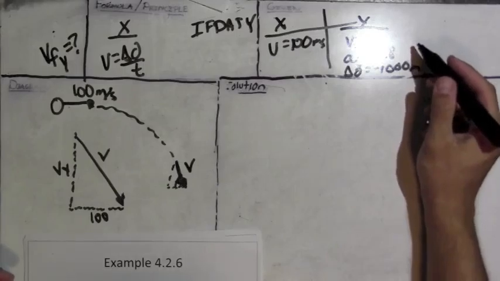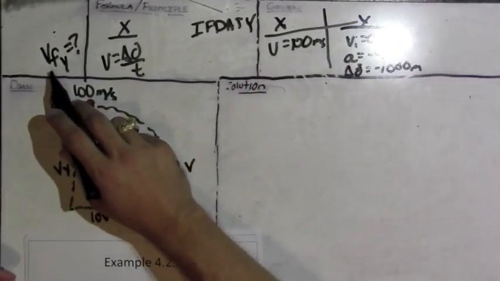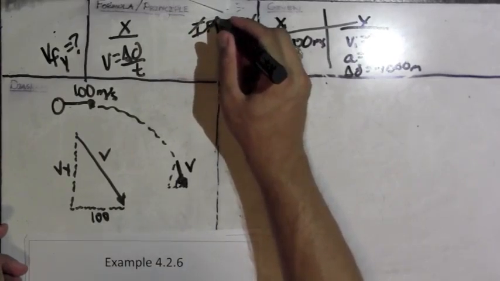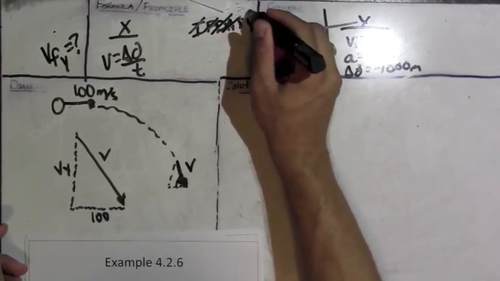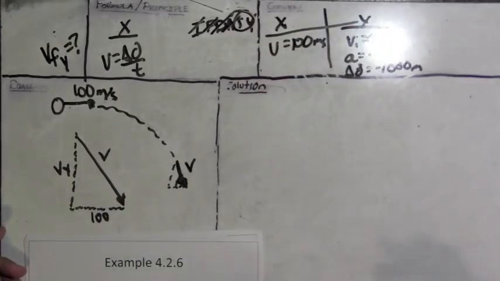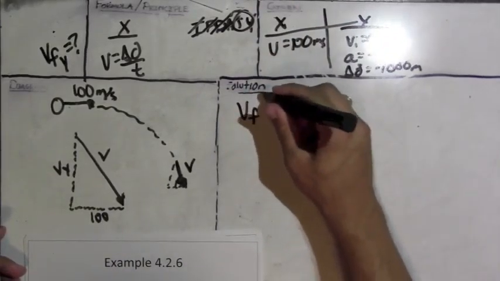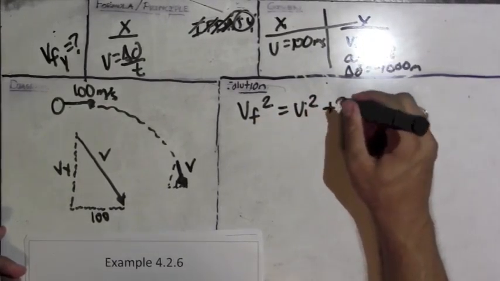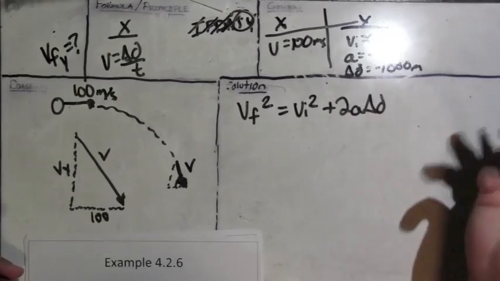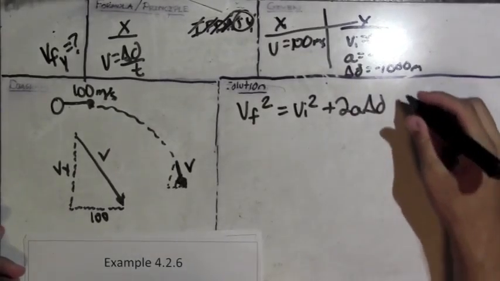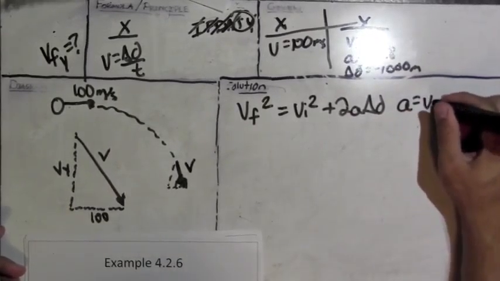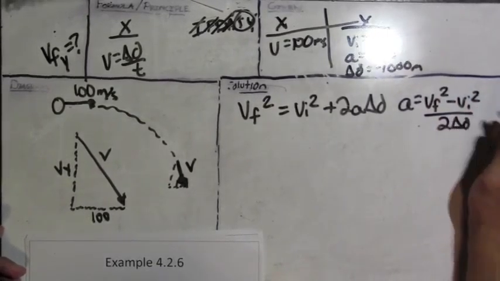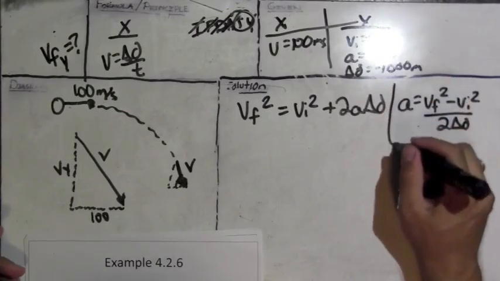So we look at the y direction, realize that we're trying to solve for final velocity in the y direction, so we say I've got initial, final, distance, and acceleration, and the equation that I have that doesn't have time in it would be vf squared equals vi squared plus 2a delta d. Or, as it has it on your formula chart, a equals vf squared minus vi squared divided by 2d. These two equations are the same thing.